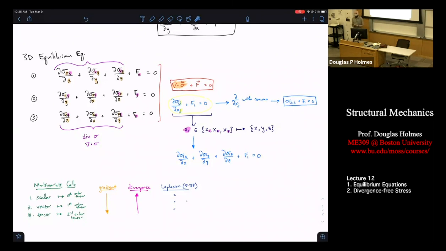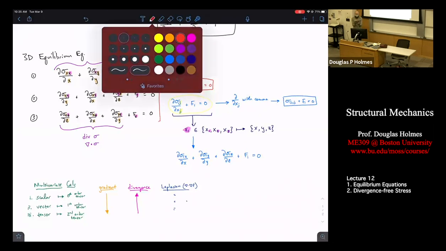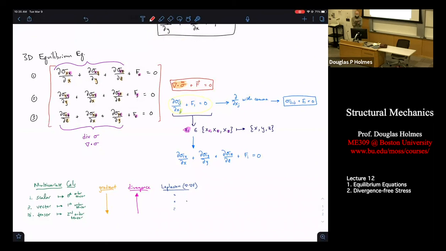Questions? These things in boxes, depending on which flavor of writing things down you like, are your equilibrium equations. Either this, or this. These are the equilibrium equations. This is one of the 4 sets of equations that we need to solve an elastic body.